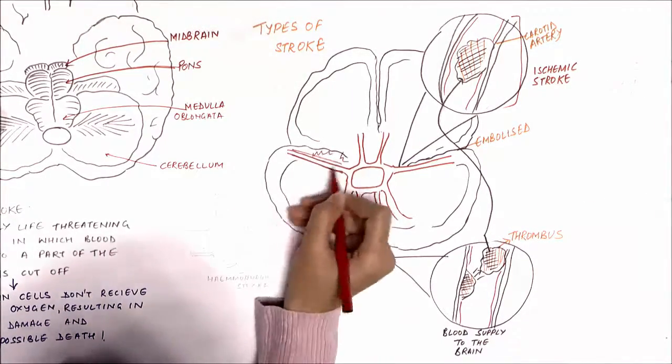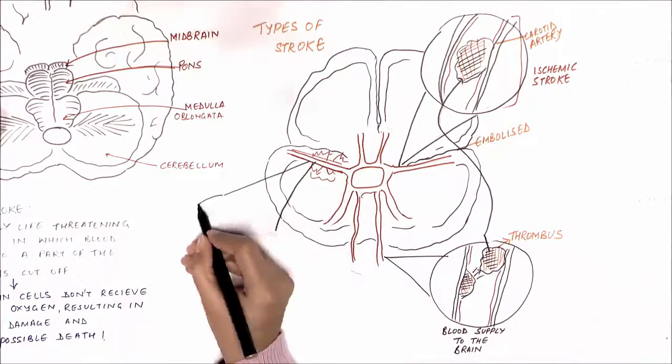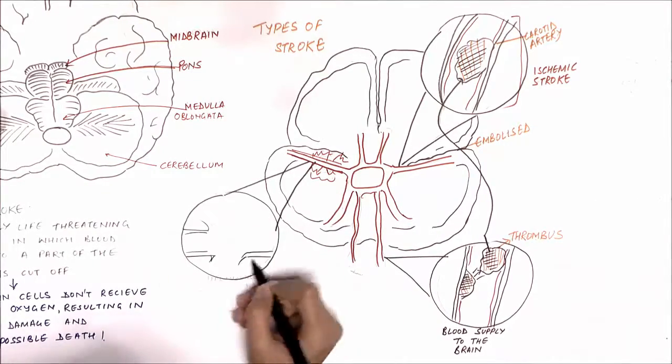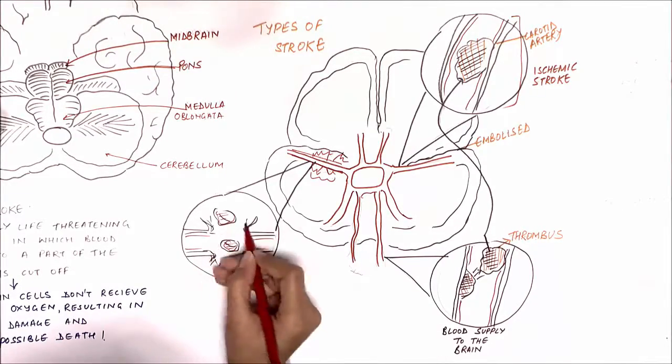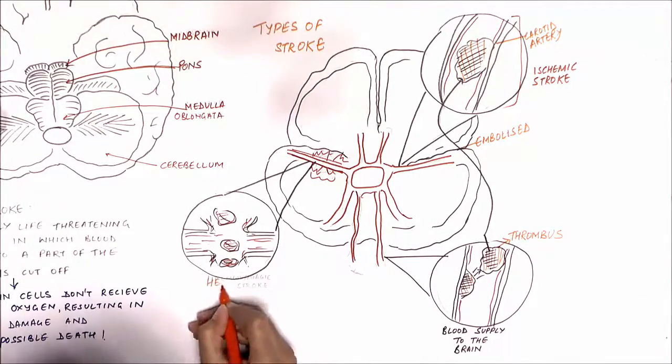Hemorrhagic strokes, on the other hand, are less common, affecting around 17% of patients. This happens when the wall of a blood vessel in the brain becomes weak and bursts, causing bleeding and damage.